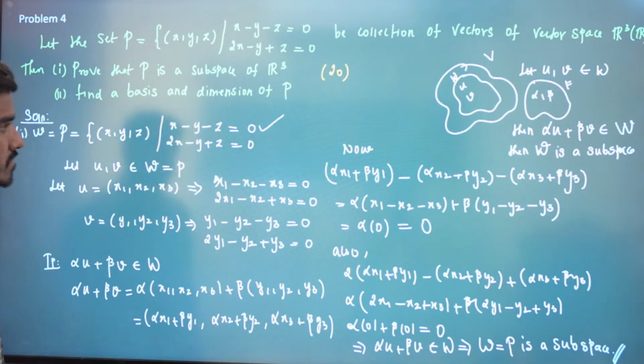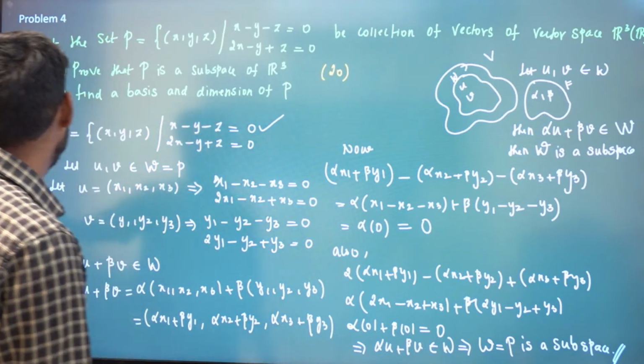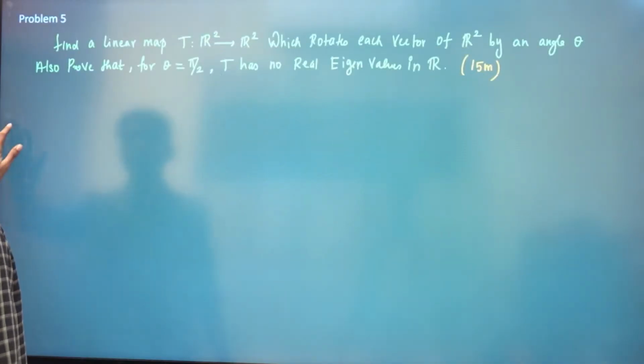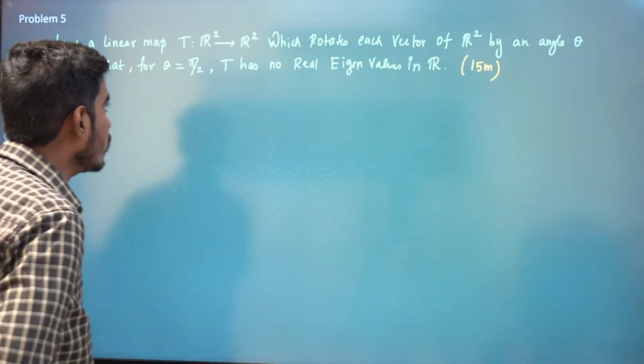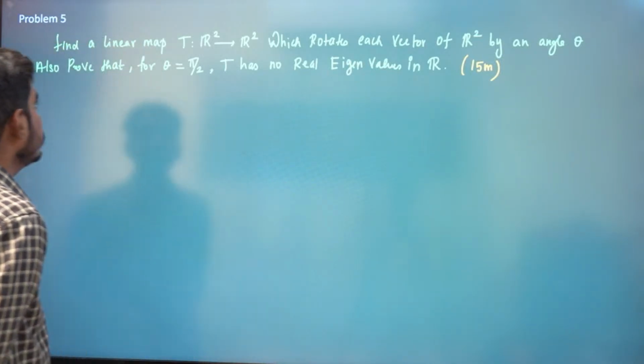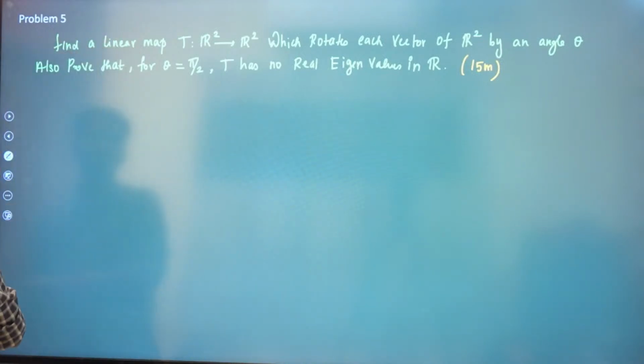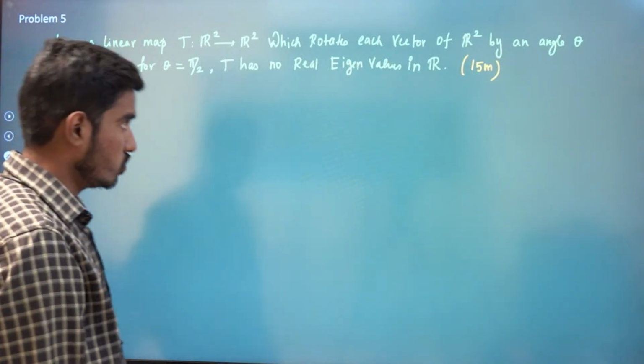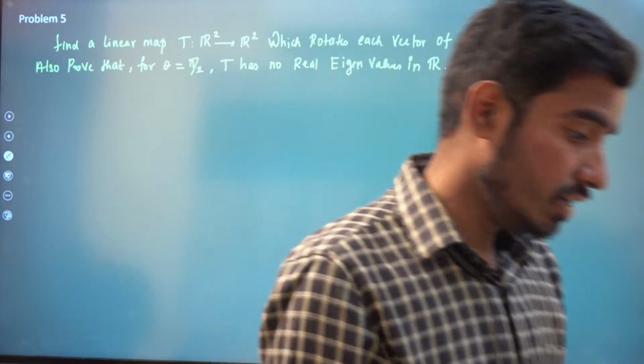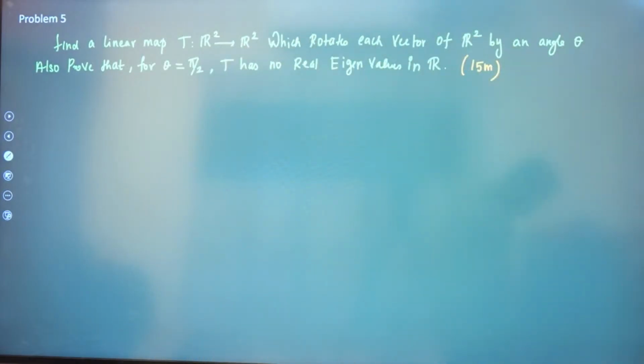Is it clear? So we'll move on to the last problem of today. Find a linear map T from R2 to R2 which rotates each vector of R2 by an angle theta, and also prove that for theta equal to pi by 2, T has no real eigenvalues in R. So we'll prove the last problem.